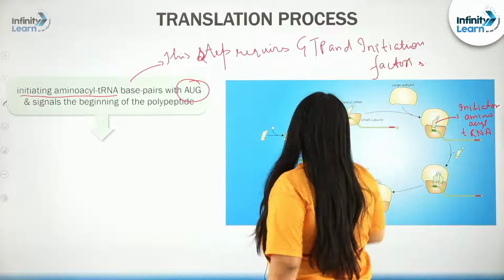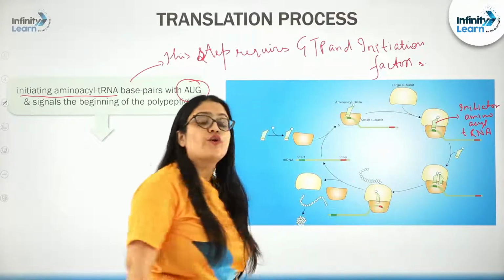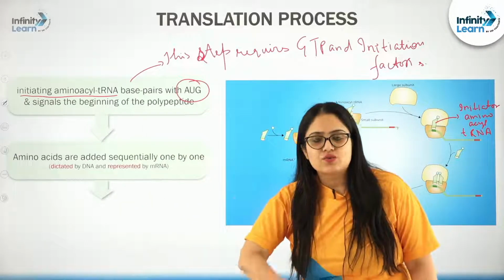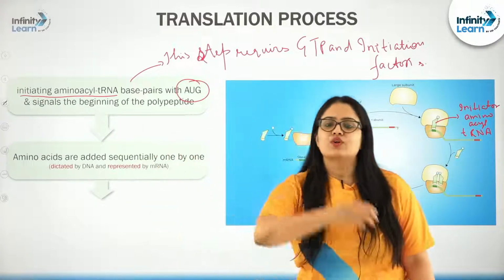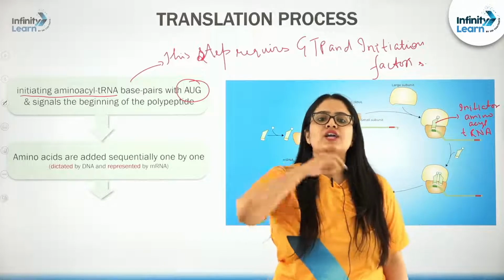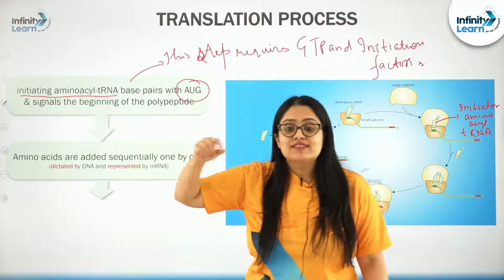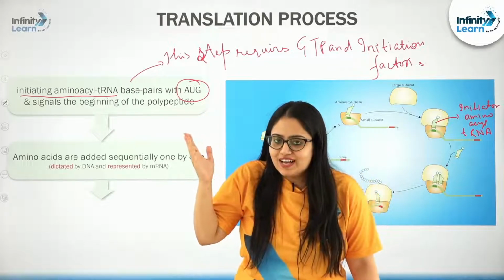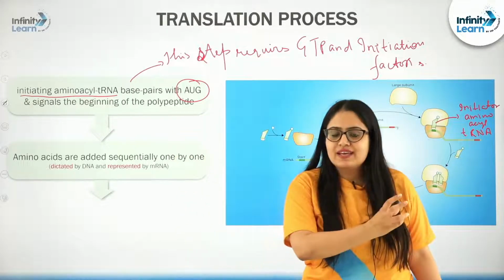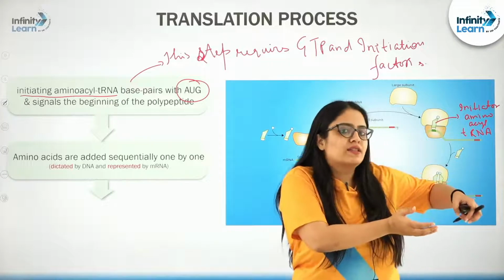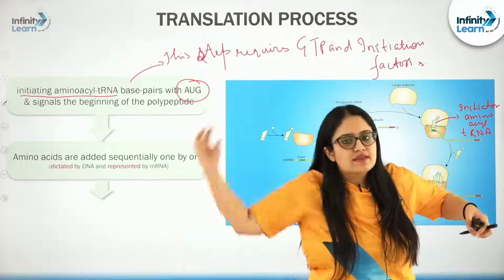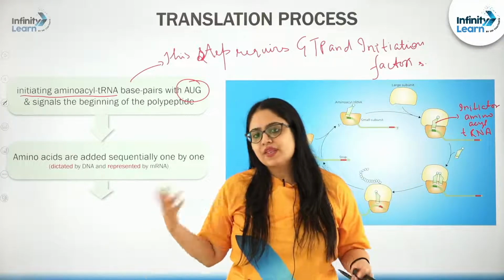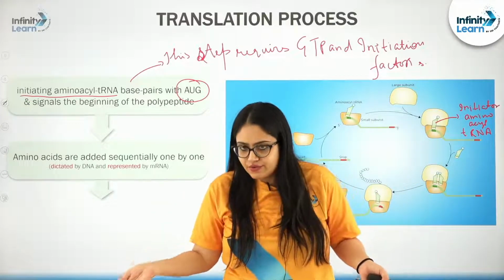Right. Next, what will happen students? Next, elongation will take place, right. So, subsequently amino acids, one after the other, will go on coming with the help of their cognate tRNA to the A site, will move to the P site, get the peptide bond made, and this is how the cycle will go on until and unless the entire mRNA is translated, right.